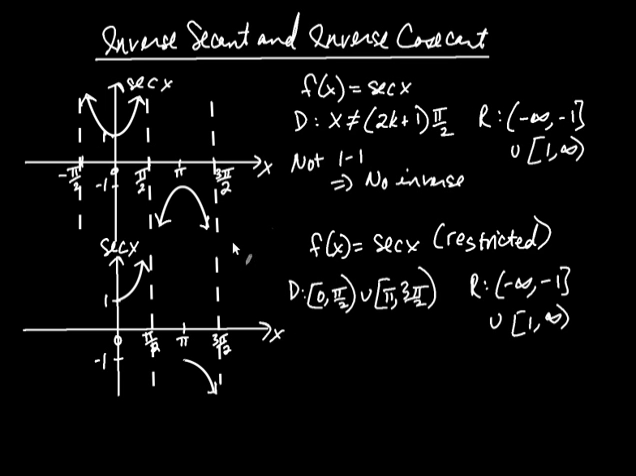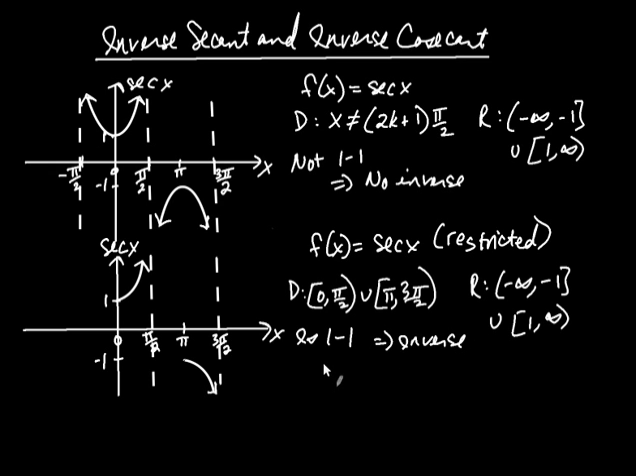Now you might say that's kind of strange, right? But you can see basically what we're doing is we're keeping one of these branches and one of these branches. And I chose to keep this branch to get 1 to infinity and that branch to get negative infinity to negative 1 as far as the range is concerned. Now this function, it's restricted, yeah, but it is 1 to 1, and I can see that because it passes the horizontal line test. And that implies there's an inverse.